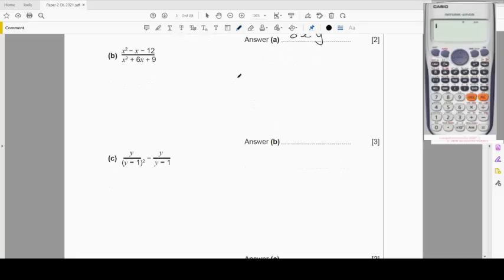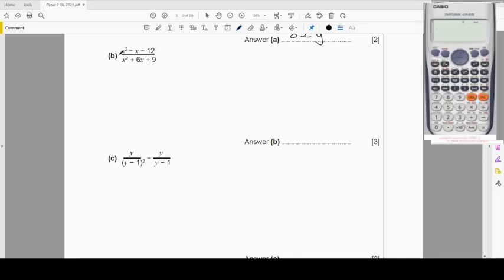Then b, we have (x² − x − 12) over (x² + 6x + 9). Now, at first glance, it might be tempting to say, okay, can I not just cancel x² there and then this x there, something like that? No, you definitely cannot do that. That would not be correct. So we don't cancel terms when we have additions like that. So what you need to do is factorize your numerator and factorize the denominator and then see if there are any terms that can cancel.